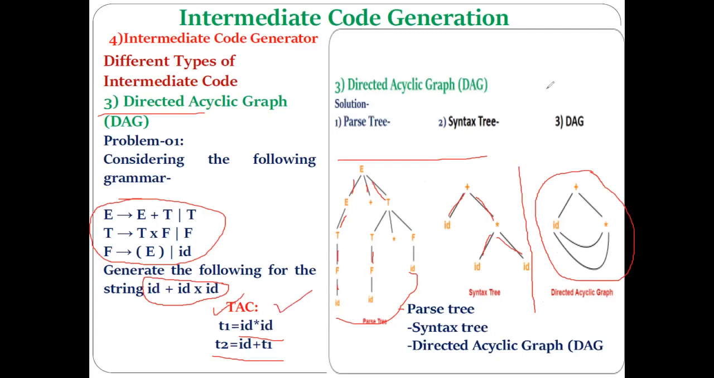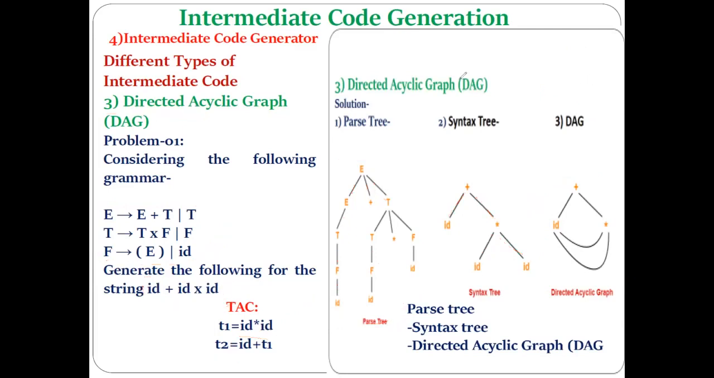So t1 equal to id into id. Let me generate a node named t1, an interior node with the star operator. Giving the name is not compulsory, but for better understanding, we can name the node t1 equal to id into id. Then t2 equal to id plus t1. Now here we have not followed the second rule. We have made a mistake here. What is the rule? You have to generate a node for a unique value only.